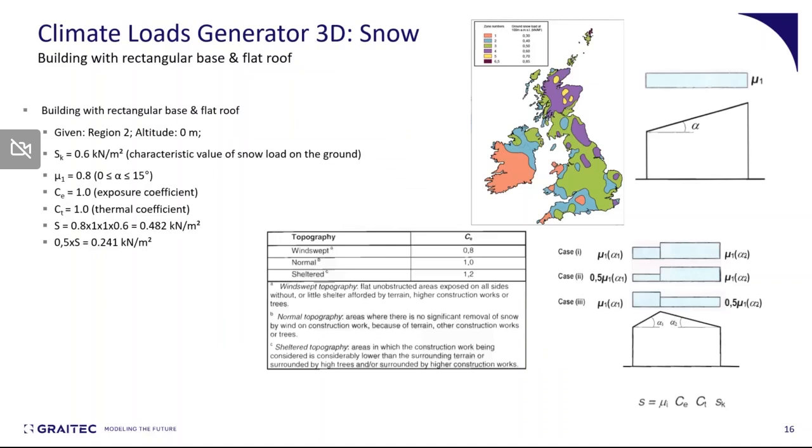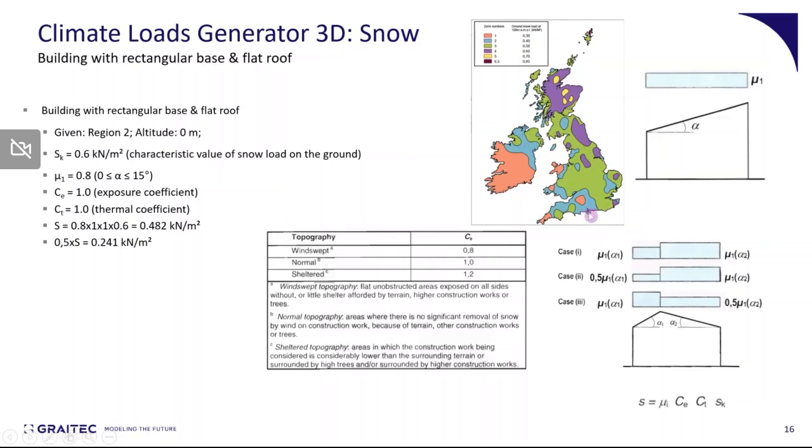The Eurocode suggests to identify first the region and the altitude of the area that the structure is located. Again, there is the same map. This is for the characteristic value of snow load on the ground in different regions. We're in region 2 again.